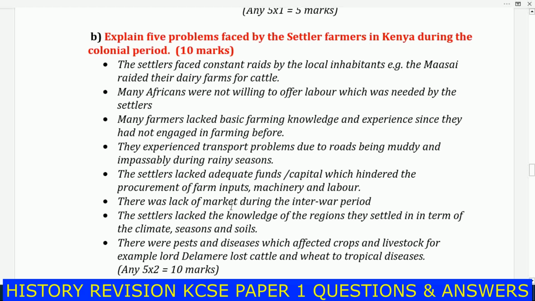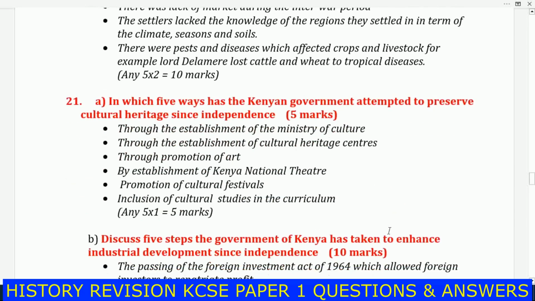Next, there was a lack of market during the interwar period. Next, the settlers lacked knowledge of the climate, seasons and soils. Next, there were pests and diseases which affected crops and livestock. For example, Londonderry lost cattle and wheat to tropical diseases.